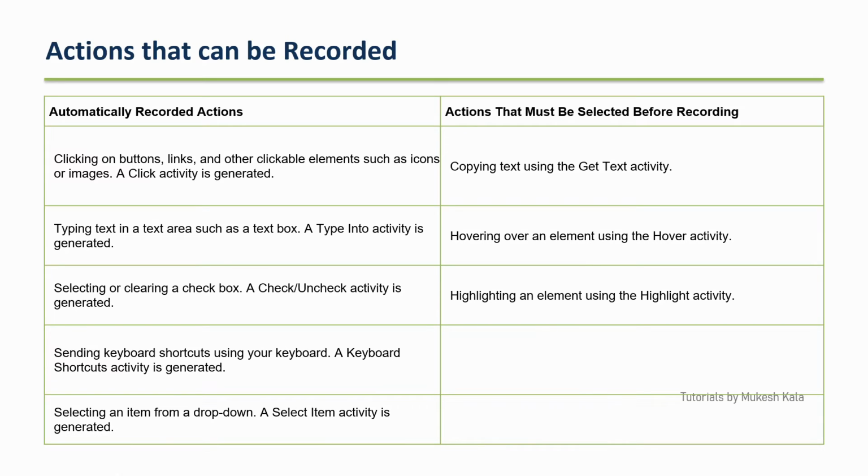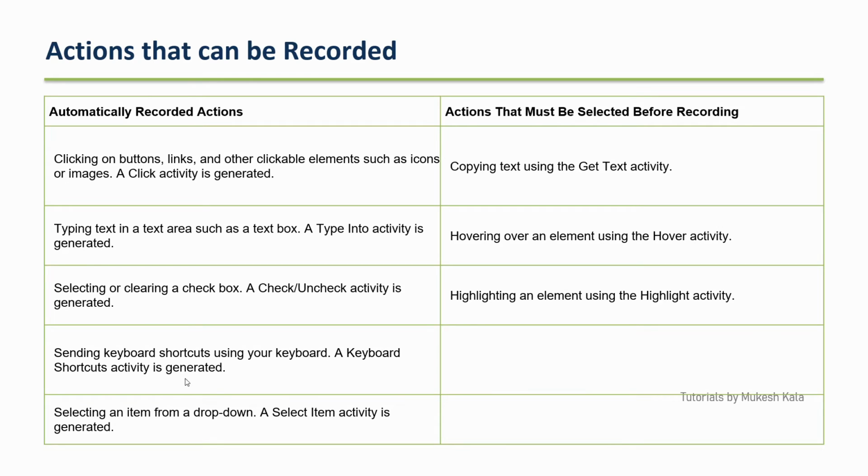So for example, clicking on buttons, links and other clickable elements such as icons or images are automatically generated, and it generates a click activity in the UiPath Studio. Whenever you try to interact with something which is a typing area such as a text box, you would get something which is called type into, which we have seen, right? Whenever we try to select something, a checkbox activity is automatically generated. The interesting part is, while you are recording, you can actually press the keyboard shortcuts such as Ctrl and Alt, and those shortcuts will also be recorded.